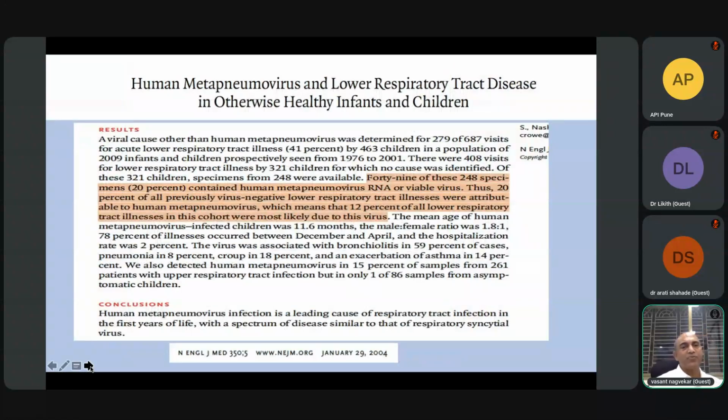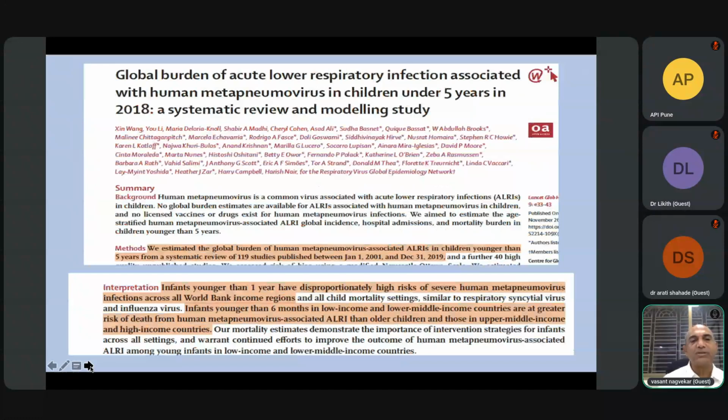Now coming to the various papers I went through, in this paper in the New England Journal of Medicine in 2004, which talked about human metapneumovirus and lower respiratory tract infections in otherwise healthy infants and children, what they found was that of those who came with a respiratory tract infection, human metapneumovirus was seen in 12% of the children, especially those less than one year of age. The average age was 11.6 months, but it was predominantly seen in 12% of those less than 1 year. It was the human metapneumovirus infection.